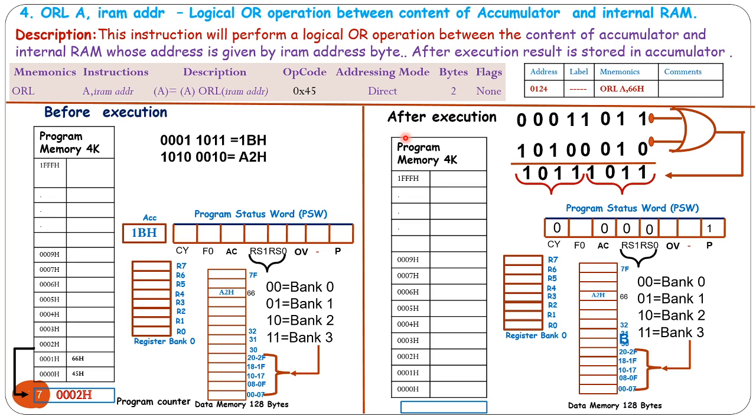In hexadecimal, the group of 4 for 1011 is B, 1011 again B. So this BBH is stored in the accumulator. So this is the content of accumulator after execution of this instruction.